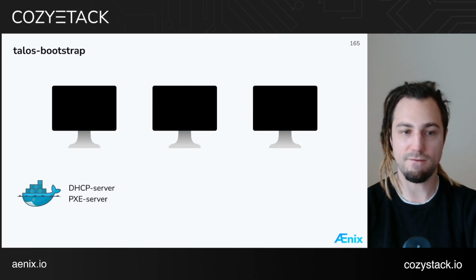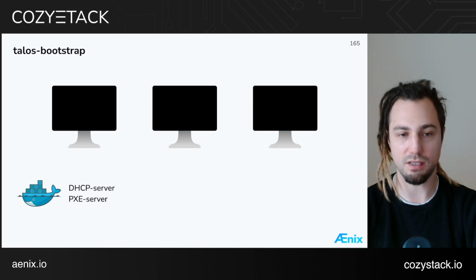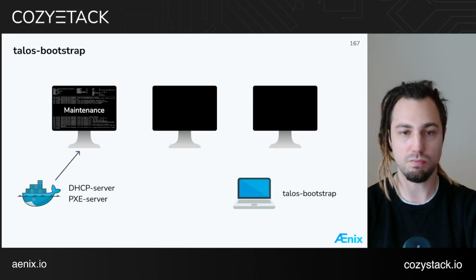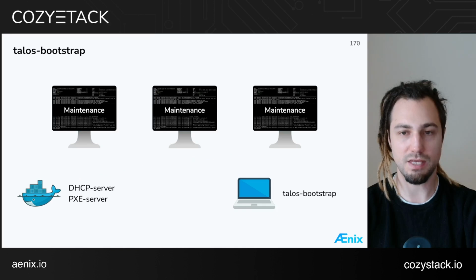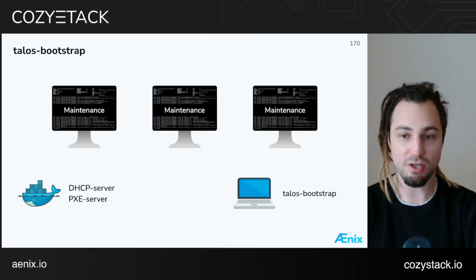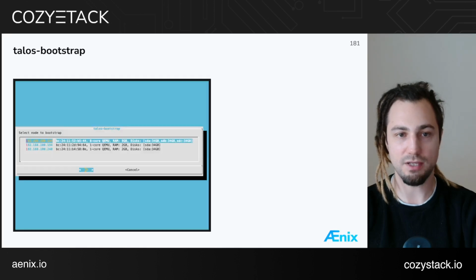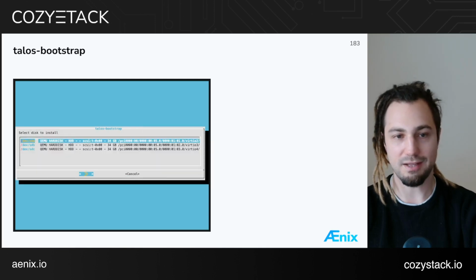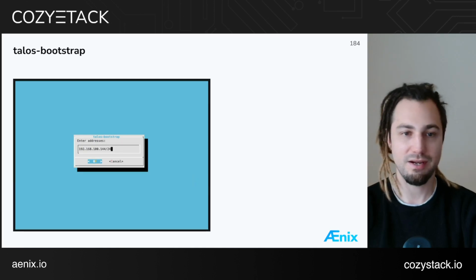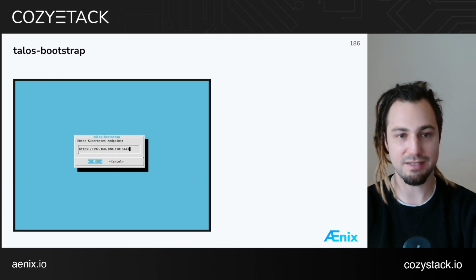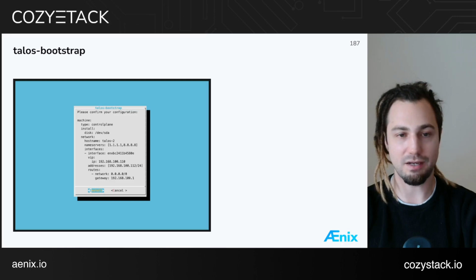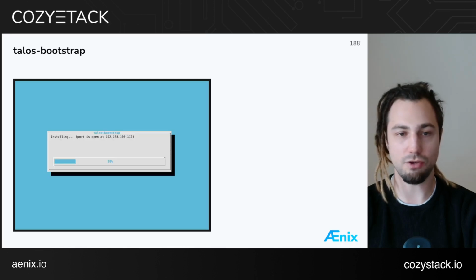First, we provide DHCP and PXE servers in Docker images that allow you to boot your nodes. So they boot Talos Linux into maintenance mode, and then you can use Talos Bootstrap to create clusters by communicating through it. Let's see how it works. So after your nodes get booted, it allows you to find all the nodes in the network. You can choose the node, enter hostname, choose disk to install, enter IP address, virtual IP address, and finally you get a configuration file which you just apply to your node.